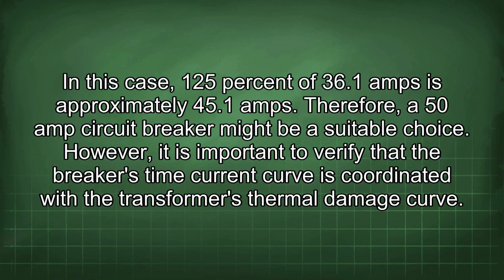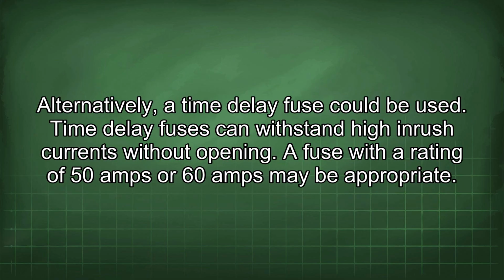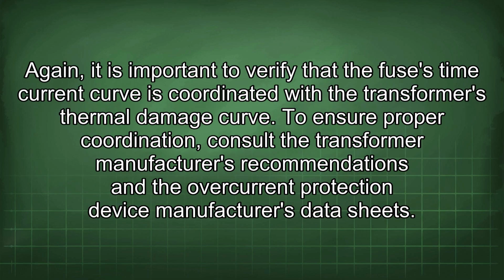However, it is important to verify that the breaker's time current curve is coordinated with the transformer's thermal damage curve. Alternatively, a time delay fuse could be used. Time delay fuses can withstand high inrush currents without opening. A fuse with a rating of 50 amps or 60 amps may be appropriate. Again, it is important to verify that the fuse's time current curve is coordinated with the transformer's thermal damage curve.